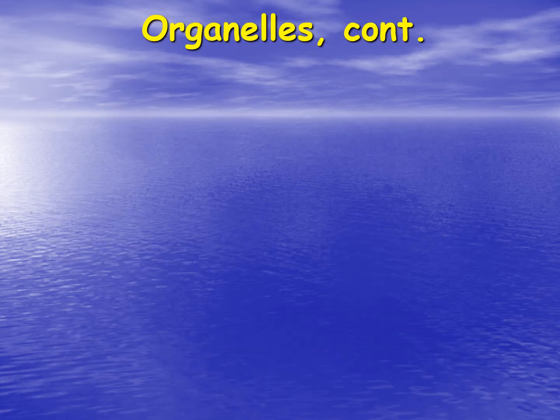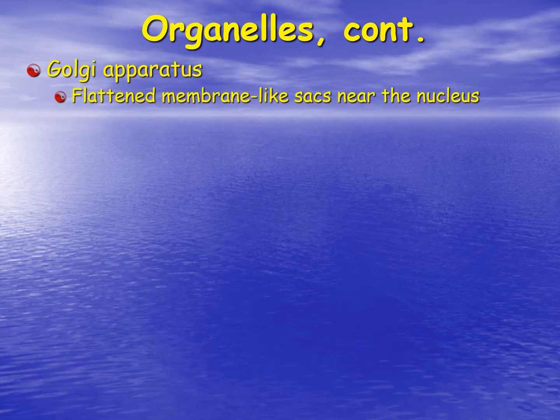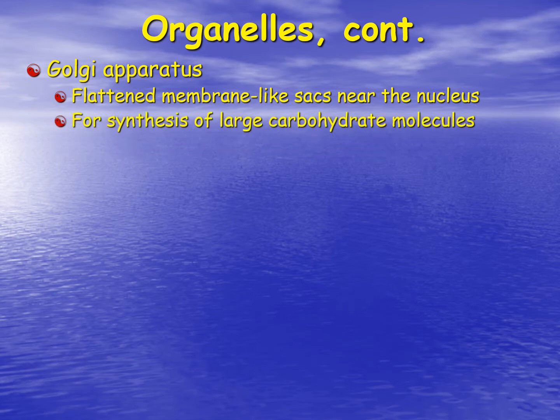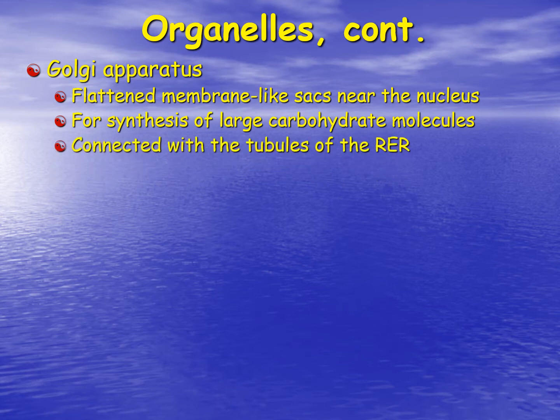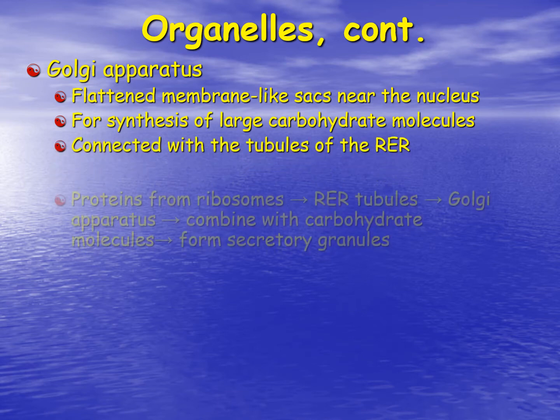have the ribosomes. The Golgi apparatus is also a double membrane bound organelle that usually sits close to the nucleus. It's been called the warehouse of the cell, but it will take large molecules made by the ribosomes, the large proteins, package them, alter them, send them out then for distribution within the cell. It's responsible for synthesis of large carbohydrate molecules. It typically connects with the tubules of the rough ER.